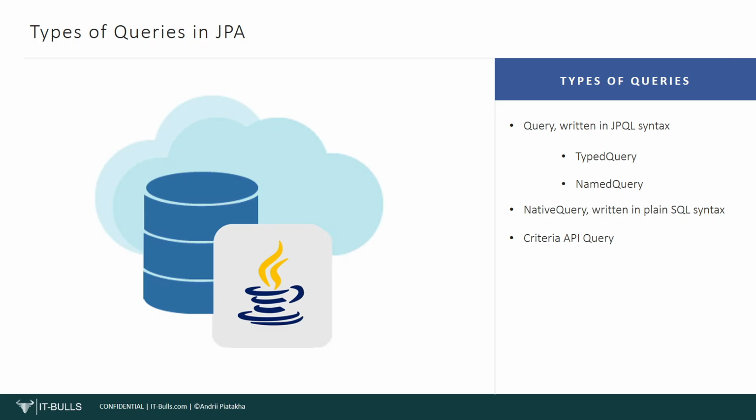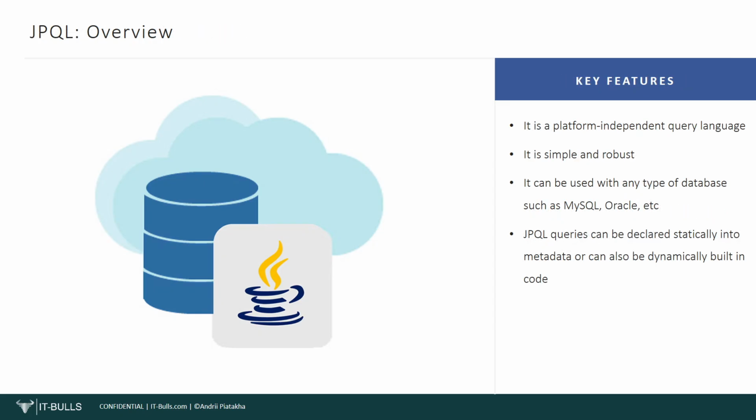So to sum it up, in JPA we have the following types of queries. Query written in Java Persistence Query Language, that is JPQL syntax. There are two additional query subtypes. They are TypedQuery and NamedQuery. The next query types are NativeQuery, written in plain SQL syntax, and Criteria API query, constructed programmatically via different methods. To understand and work with all different types of queries, we also need to learn JPQL. Let's learn first what it is.